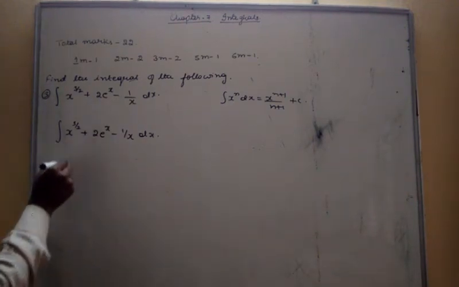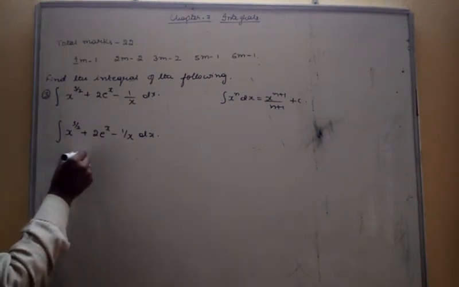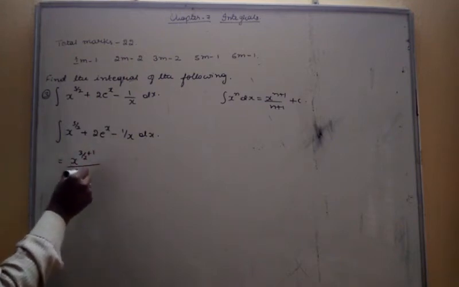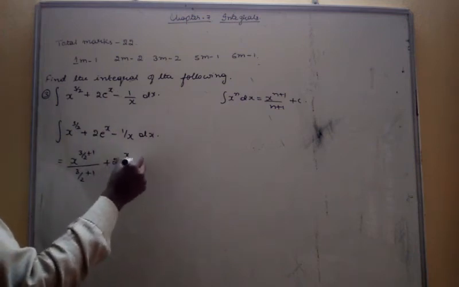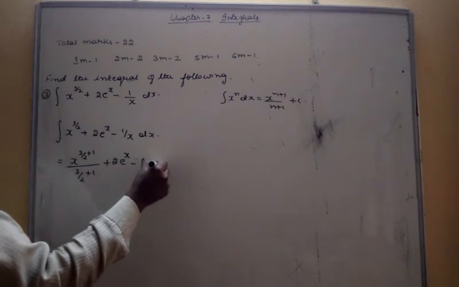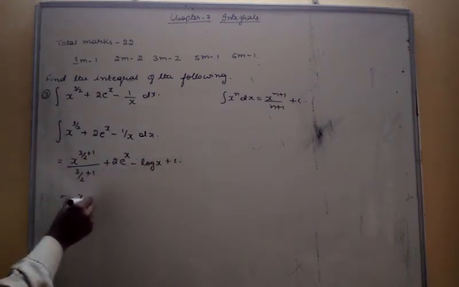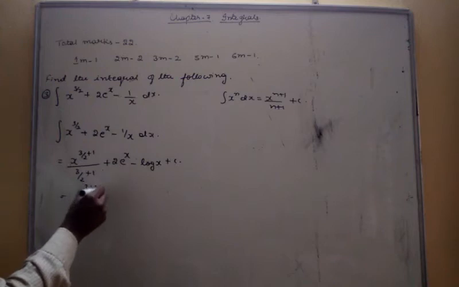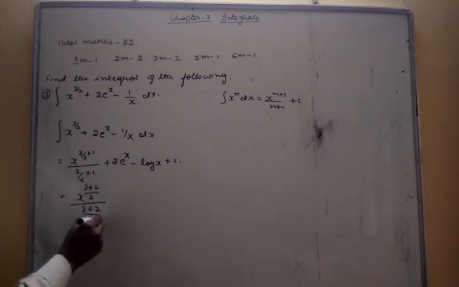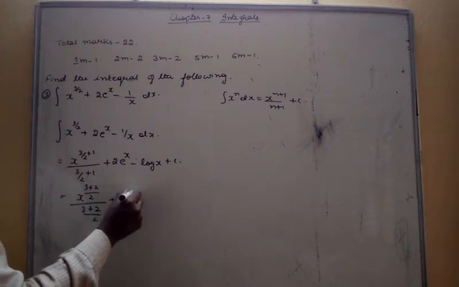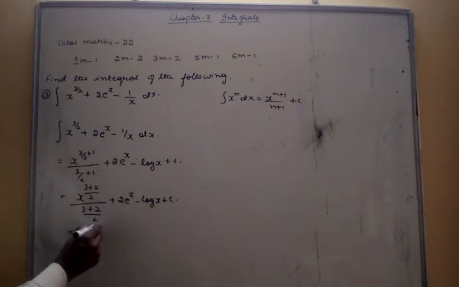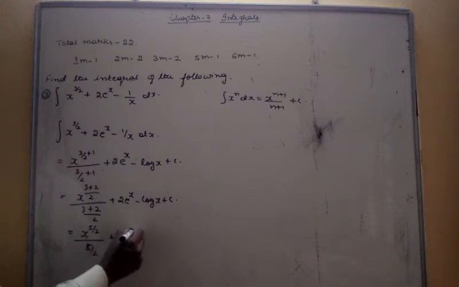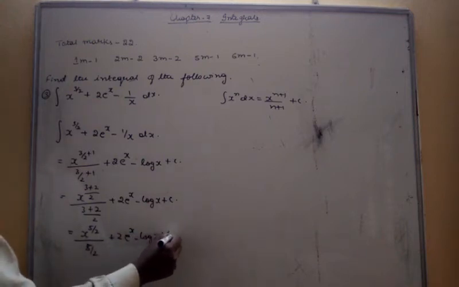Then if you apply x to the power of 3/2 plus 1 by 3/2 plus 1, plus 2 is a constant, integration of e to the power of x is e to the power of x, and integration of 1/x is log x plus c. Then x to the power of 3/2 plus 1, LCM is 2, so 3 plus 2 by 2, plus 2e to the power of x minus log x plus c. Then x to the power of 5/2 by 5/2 plus 2e to the power of x minus log x plus c.